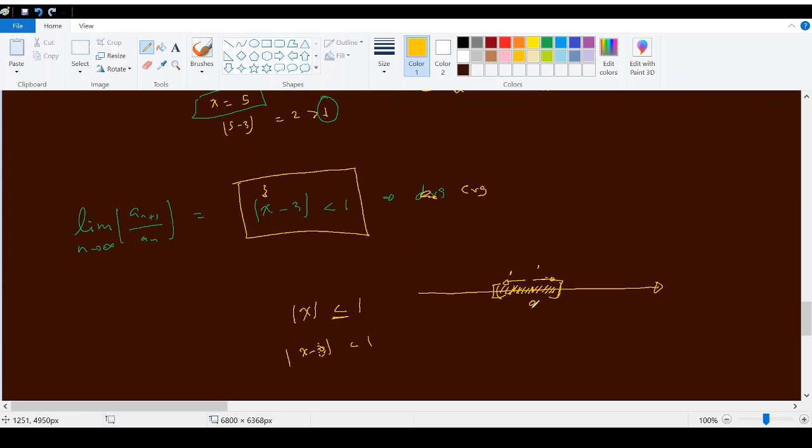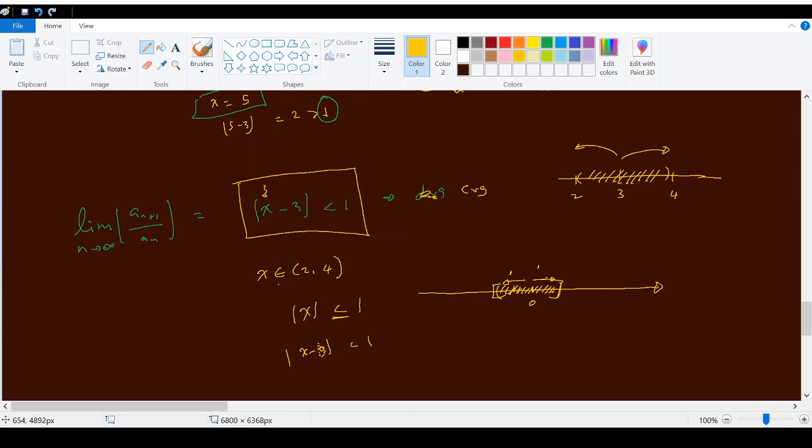Now instead of this 0, you should get 3 as the center point, right? That's the only difference we have. So from 3 we can go 1 unit to the right and 1 unit to the left. So this point will be 2 and this point will be 4. So the values of x will be in between 2 and 4, right? This region means the 2 to 4 interval, right?